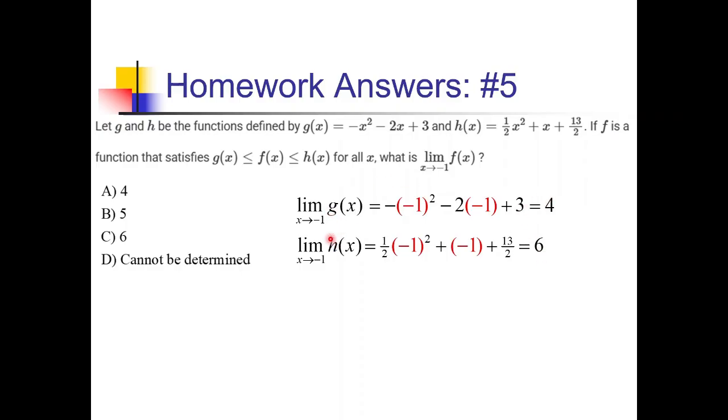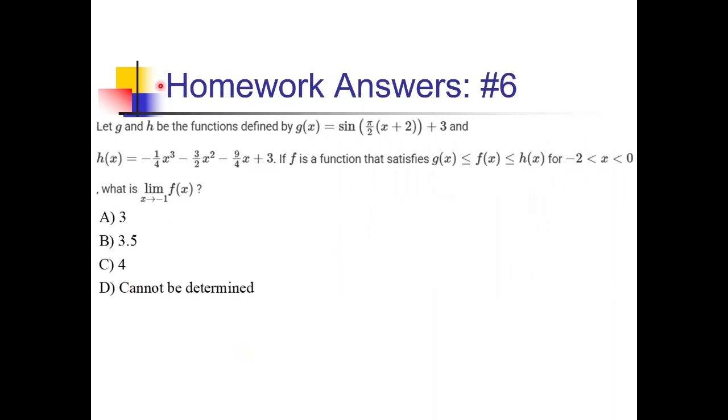Since the two limits do not match each other, 4 and 6 are not the same number, that means that we cannot use the squeeze theorem. We cannot actually determine what the limit of f is based off of that. So that's going to lead us to choose answer choice D.